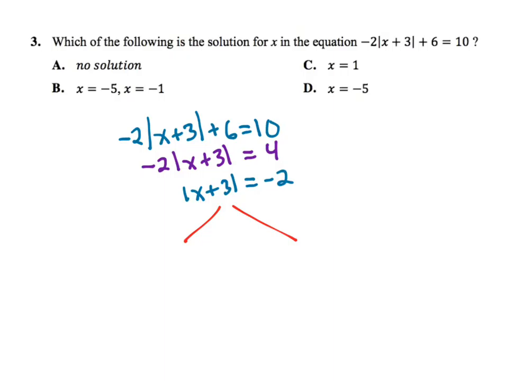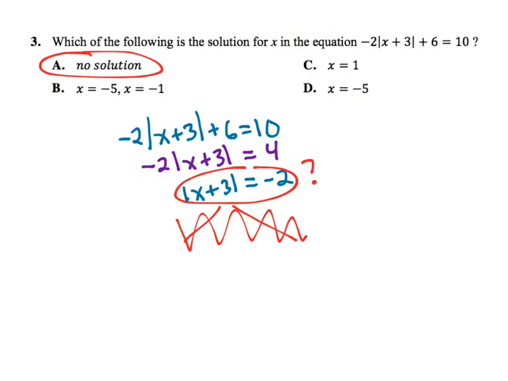But what's the issue? Can I ever have a negative absolute value? No matter what number I put in here, it's never going to give me a negative absolute value. That's the definition of an absolute value. It's a distance from 0. Distances are always positive. So in this case, how many solutions do we have? No solution.